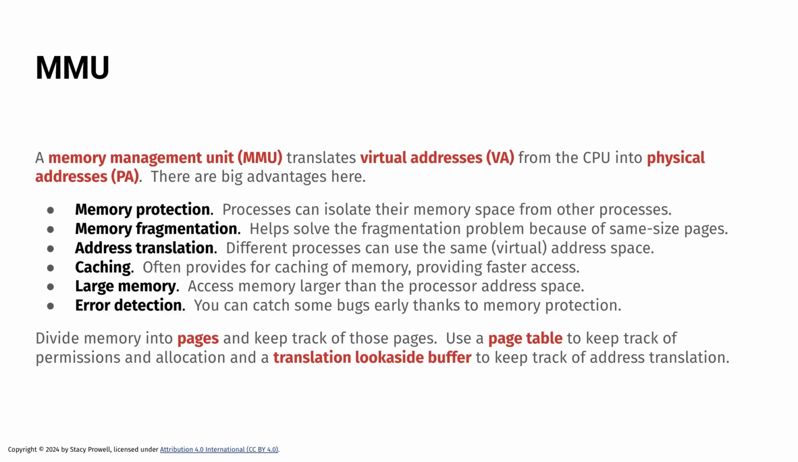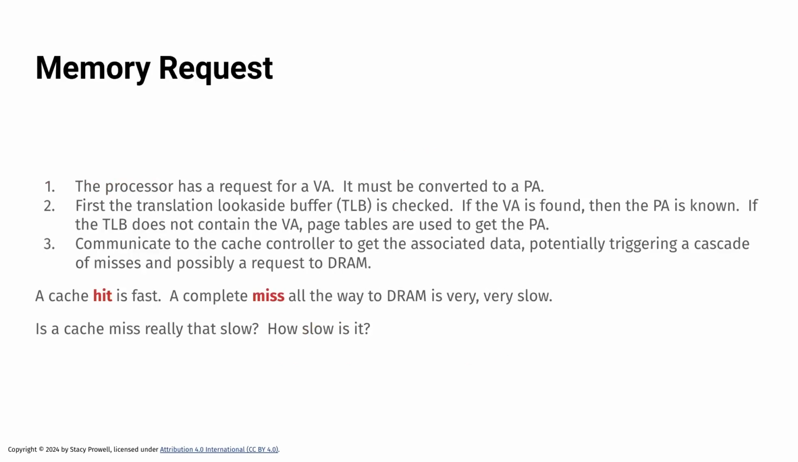So the basic idea is to divide memory into pages and keep track of those pages. How do we keep track of them? We use a page table. So here's what happens. The processor wants data, or wants to write data to a virtual address. This has to be converted to a physical address so that the work can actually be done.